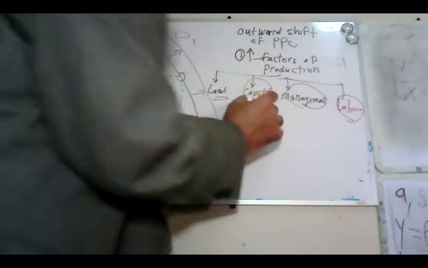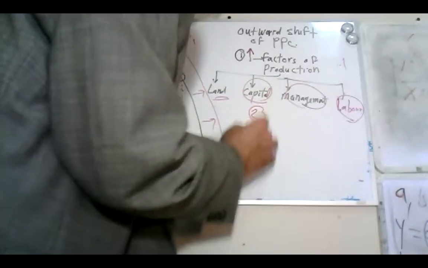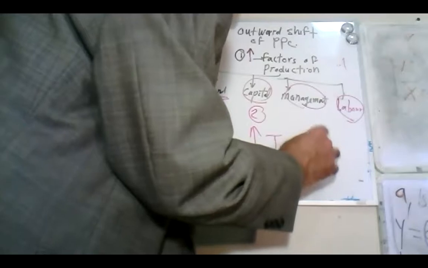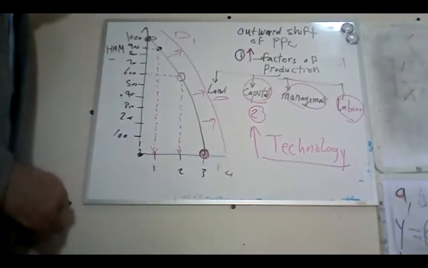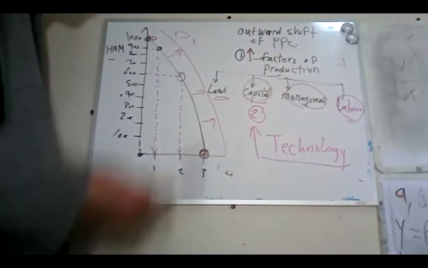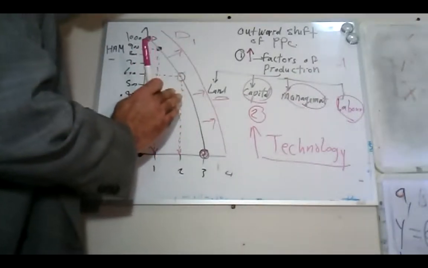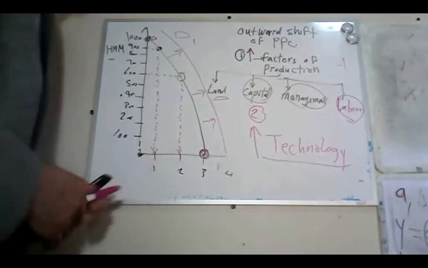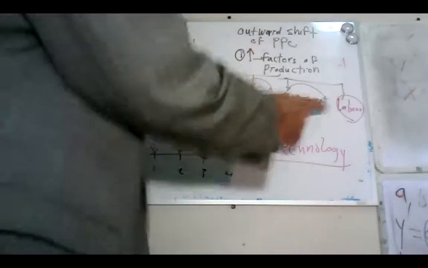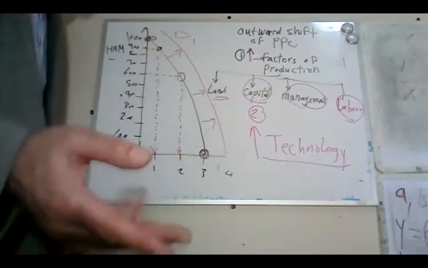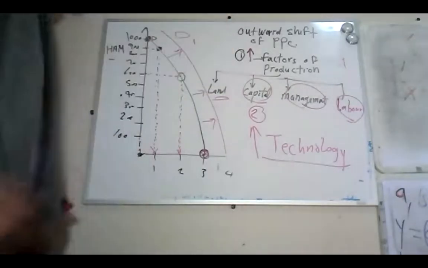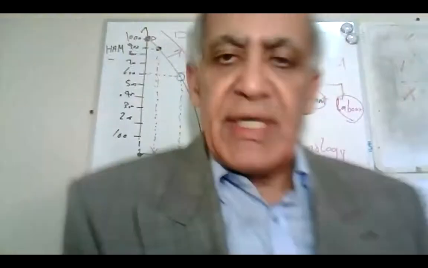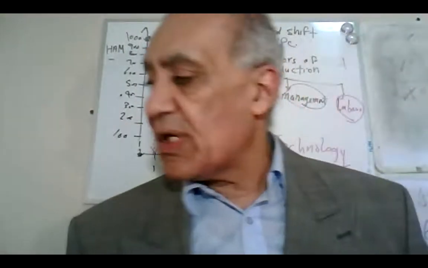The second reason is an increase in technology. The increase in the technology level also shifts the curve outward. So we have two reasons: the factors of production or the technology. Those two together or any of them can cause the PPC to move outward. That means more resources for this society, and it can use them and put its points on those optimal points.